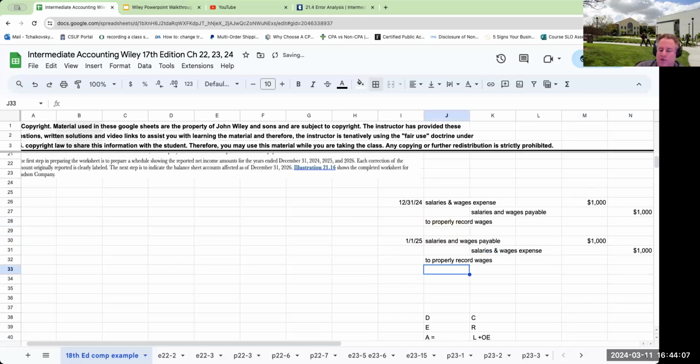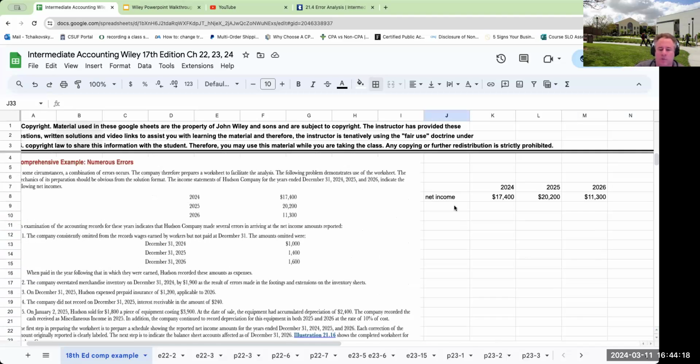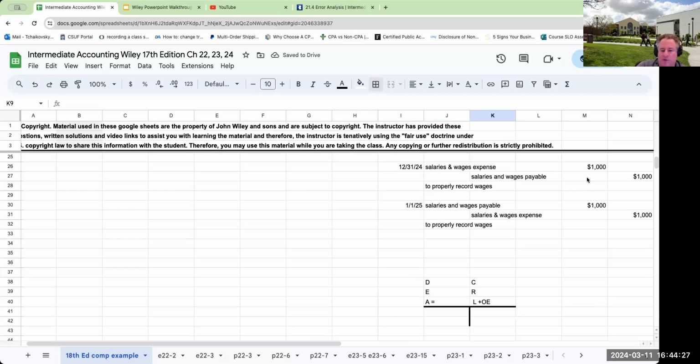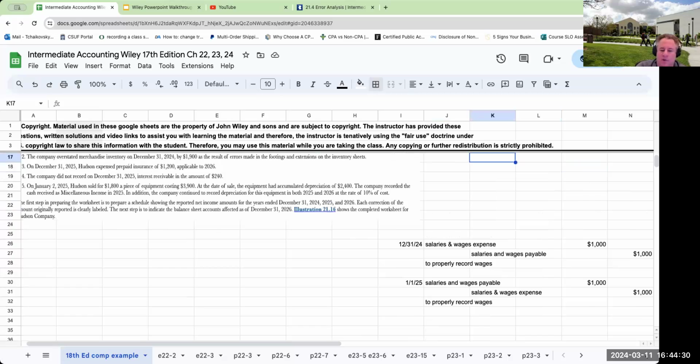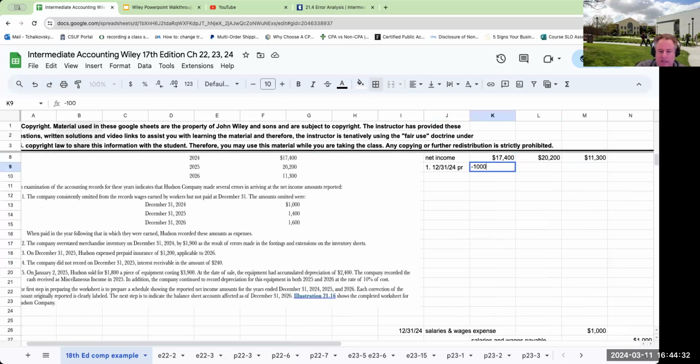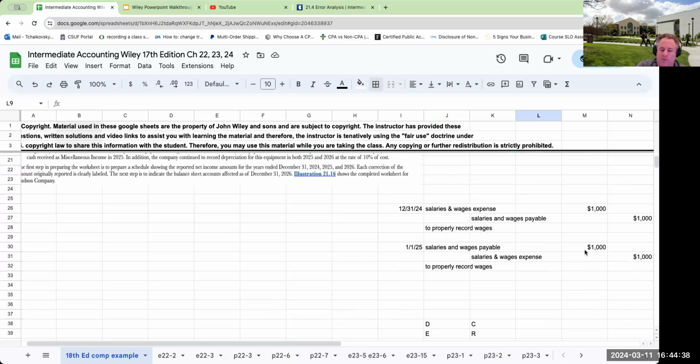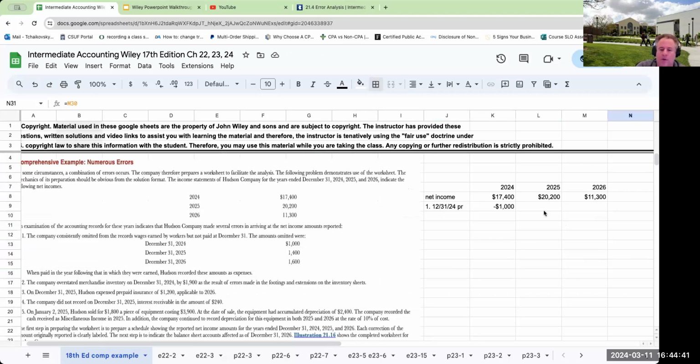We would need to reverse the entry, right? Because the payment that's being made in the following year is going to include these wages that should have been accrued for in the prior period. So when we go through over here, we'll call this 12/31/24 payroll. I'm going to increase my expenses by 1,000. So this is going to take down my net income by 1,000. However, because I'm going to be crediting the expense, this is going to increase the amount the next year because it's going to reverse itself.